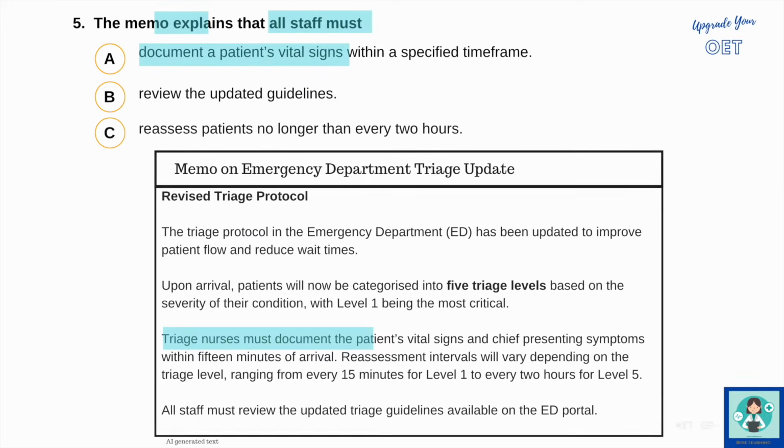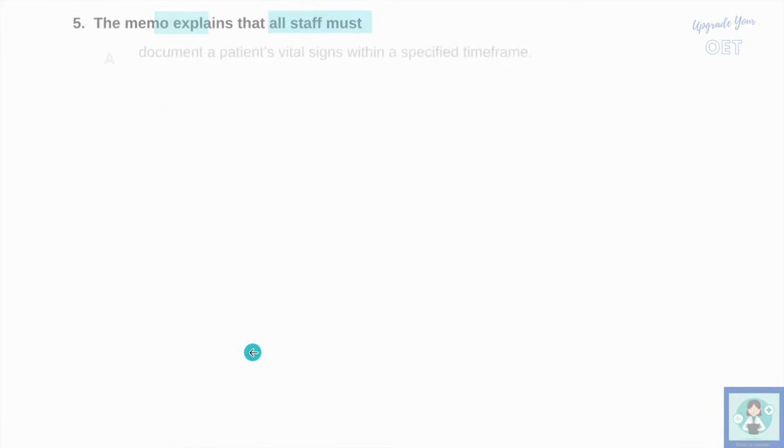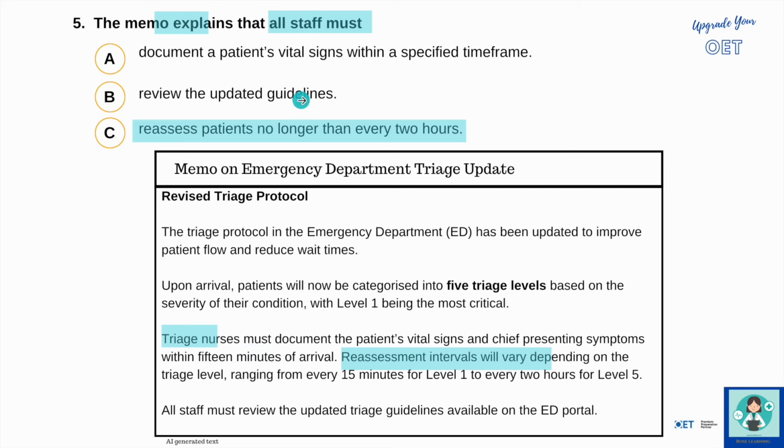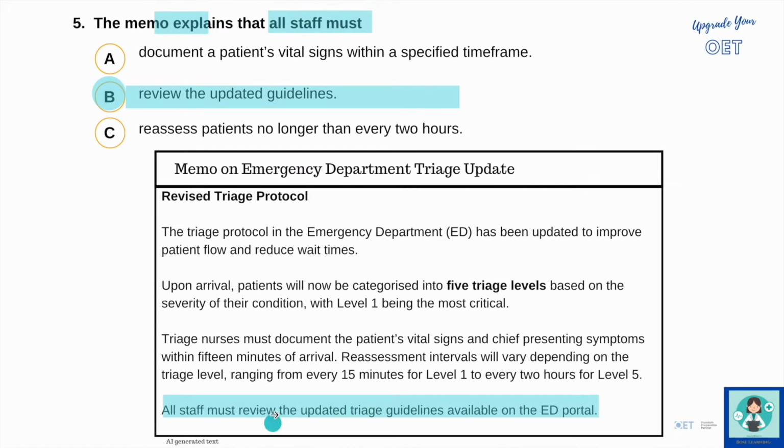Number 5 then, the memo explains that all staff must. So what must they do? Must all staff document a patient's vital signs within a specified time frame? Well, yeah, the specified time frame is within 15 minutes of arrival, but all staff? No, it's the triage nurses who do that. Reviewing the updated guidelines, it sounds like the most likely one. Reassess patients no longer than every 2 hours. Again, this is the triage nurses that do that. So the thing that all staff must do, and it's here at the bottom, they must review the updated triage guidelines.